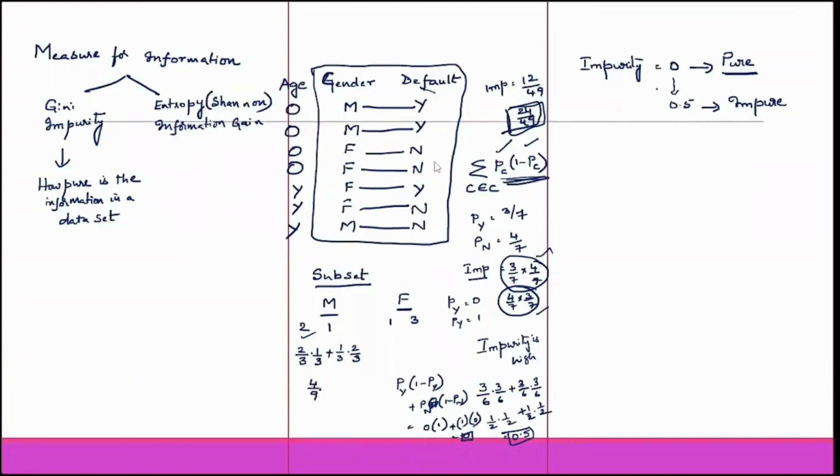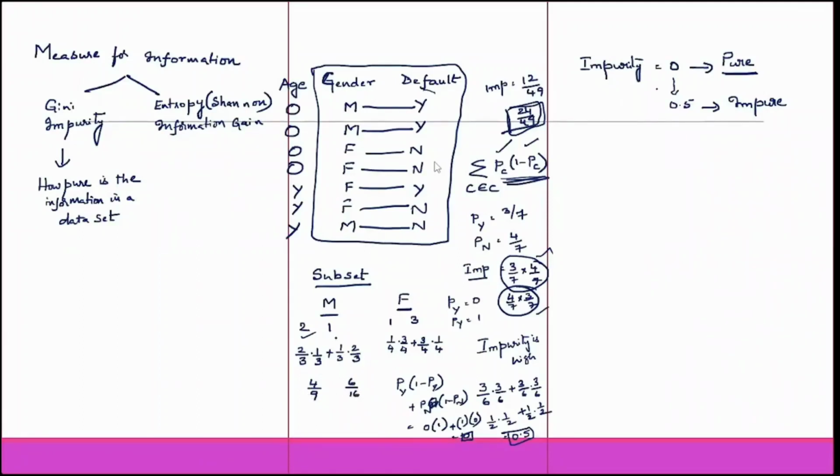This is becoming 4 by 9. Whereas in this case, it is like 1 by 4 into 3 by 4 plus 3 by 4 into 1 by 4. I hope you are all getting it. So this is becoming 3 by 16 and 3 by 16, 6 by 16.